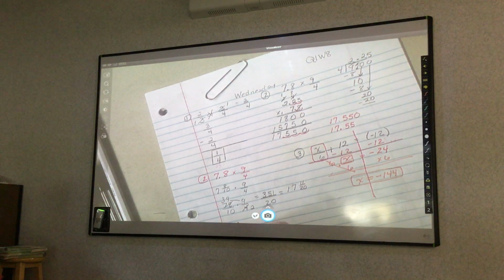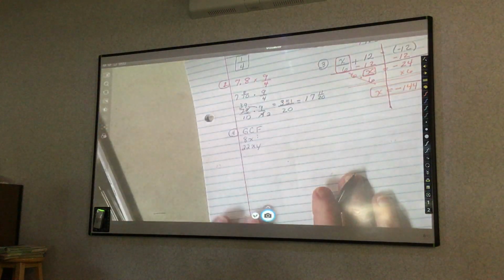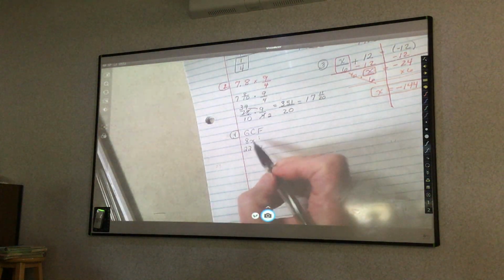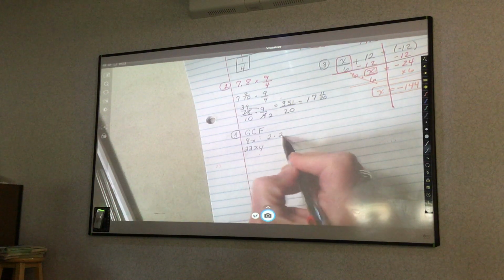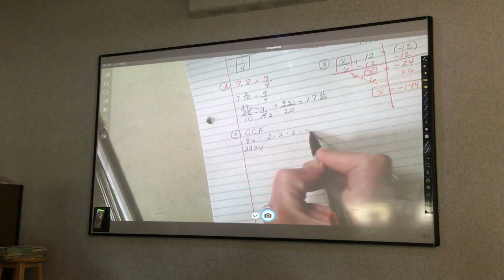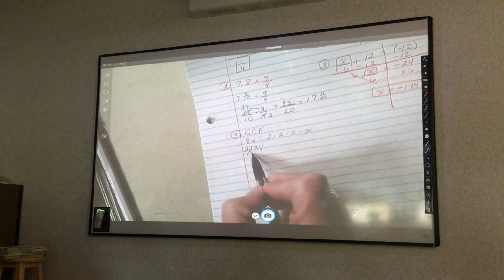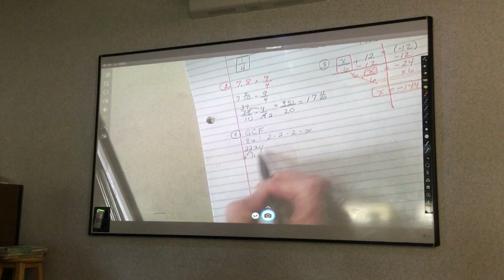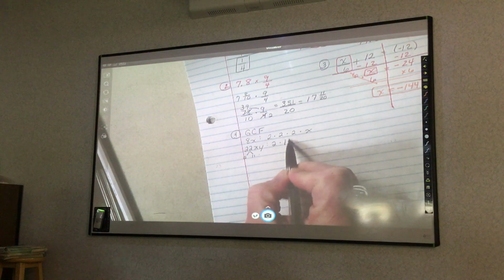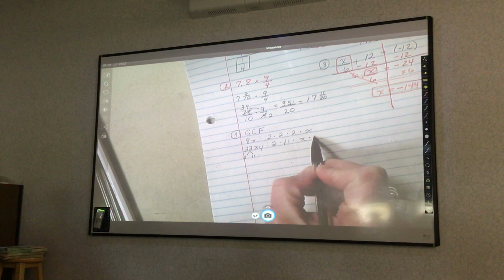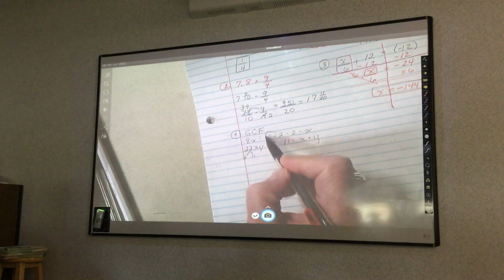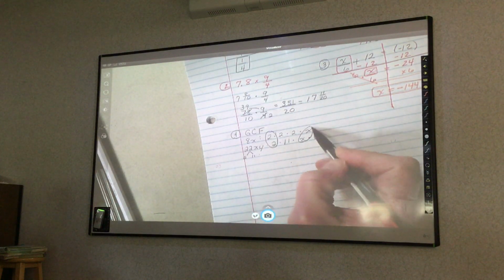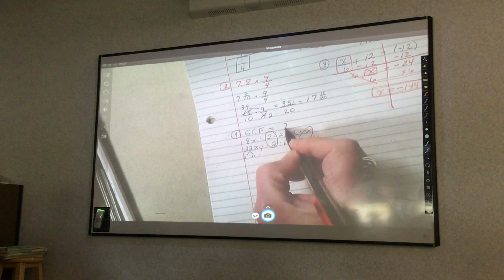Number 4, the greatest common factor of 8x and 22xy. To find the prime factorization of 8, it would just be 2 times 2 times 2 times x. Prime factorization of 22 would be 2 times 11, so it's 2 times 11 times x times y. They have the 2's in common and the x's. So the greatest common factor of these is 2x.